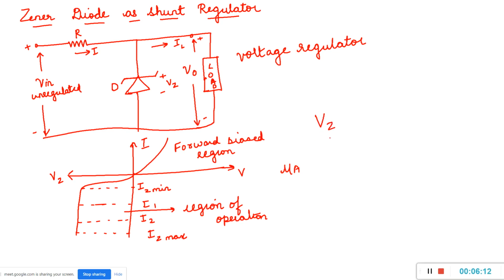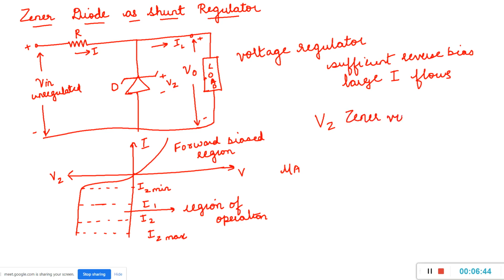So when does the Zener breakdown occur? When sufficient reverse bias is applied to the Zener diode. At that time large current flows, and this creates the electrical breakdown of the Zener diode, and that particular voltage is called the Zener voltage, known as Vz.